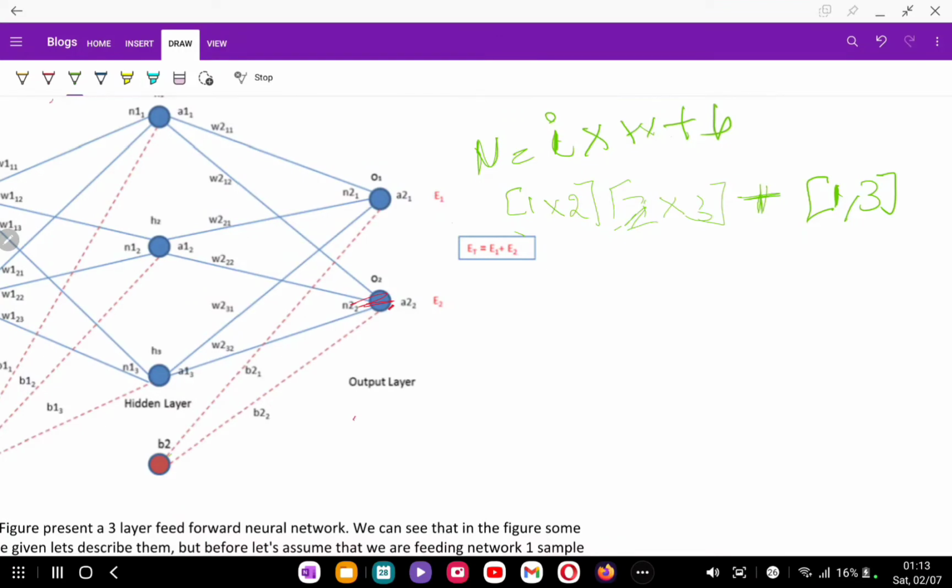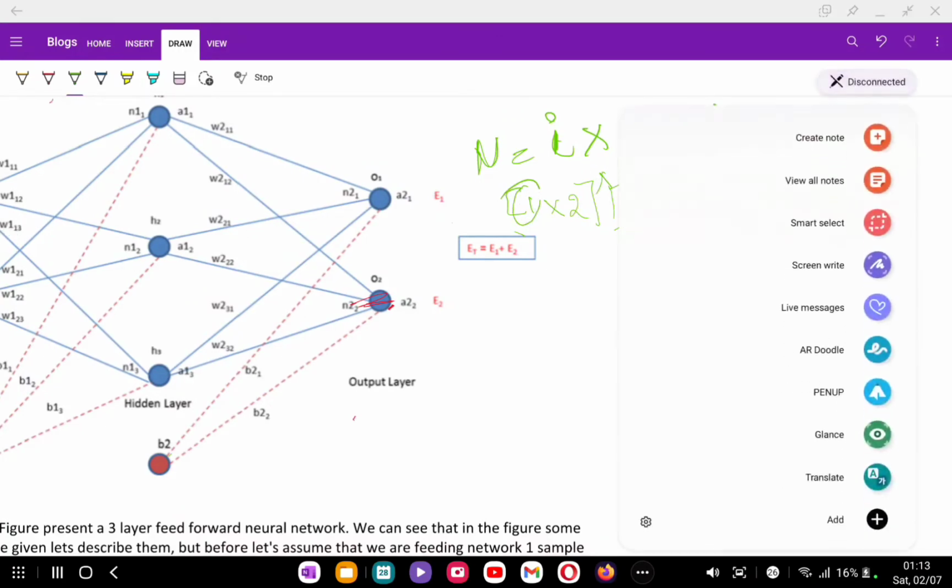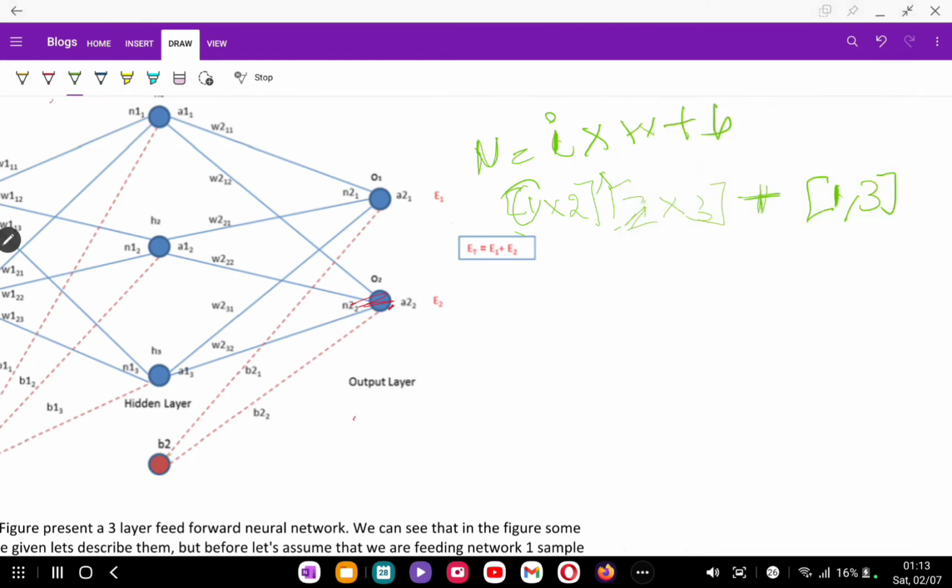Okay, as you know, when we multiply matrices, the result takes the first dimension of the first matrix and the second dimension of the second matrix. So it means the output should be 1 by 3. And 1 by 3 plus 1 by 3 is again 1 by 3.